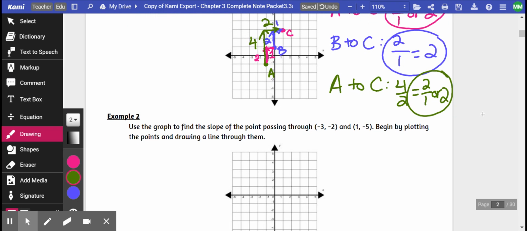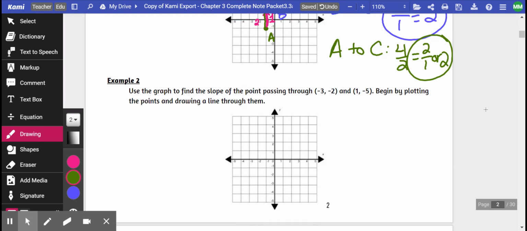For example 2, it says to use the graph to find the slope of the line that passes through the points -3, -2, and 1, -5. The first thing that we're going to do is plot those 2 points. So we have -3, -2, and the other point is 1, -5. Okay, so our line is right there.